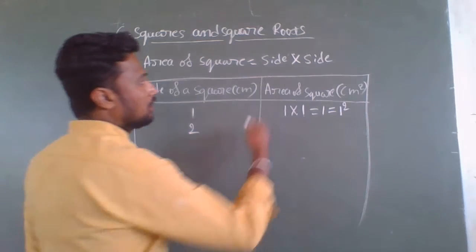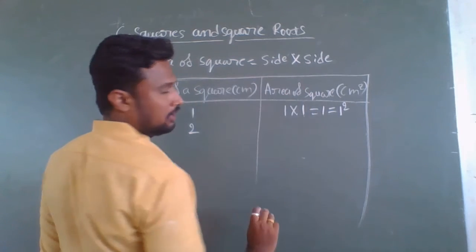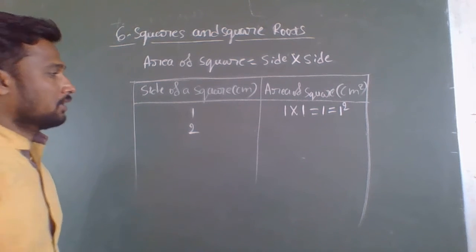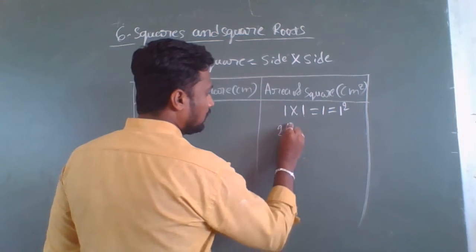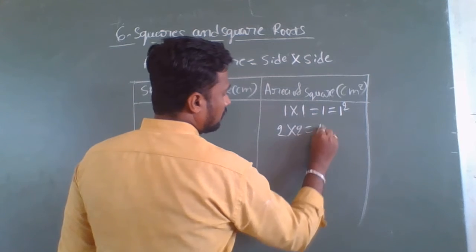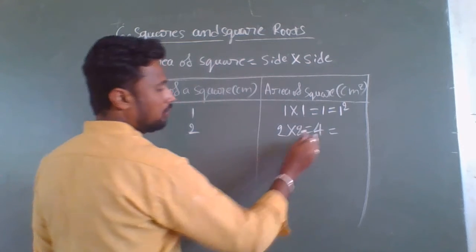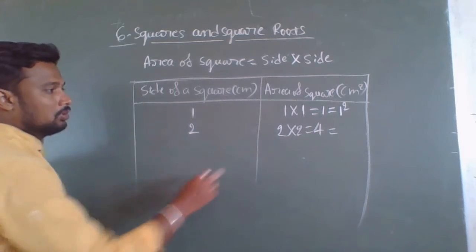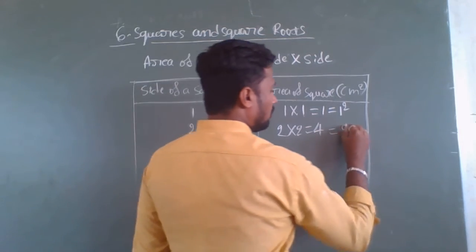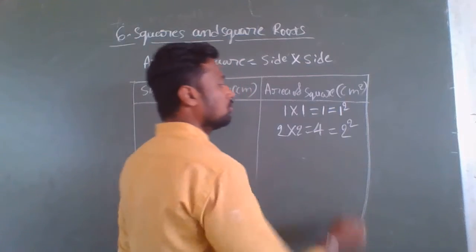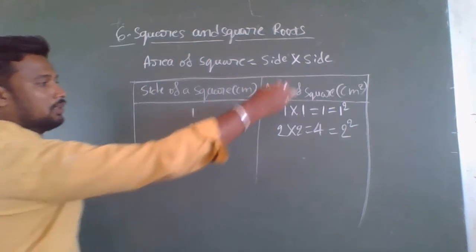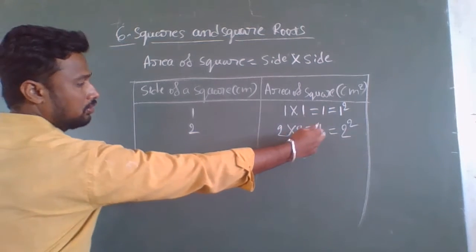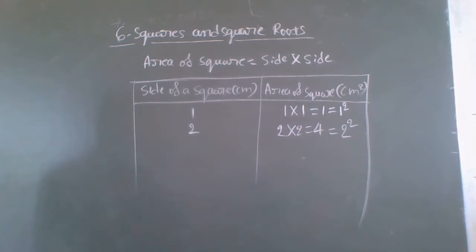Again, area of square is equal to side into side, and all the sides are equal in a square. Therefore, 2 into 2 is equal to 4. To get this 4, how many times do you multiply 2? Two times. Therefore, 2 square. 2 square means you multiplied 2 two times. Therefore, 2 into 2 is equal to 4, which is equal to 2 square only.